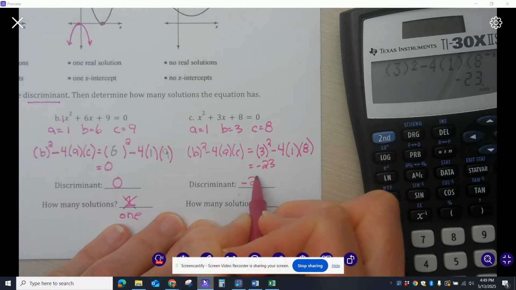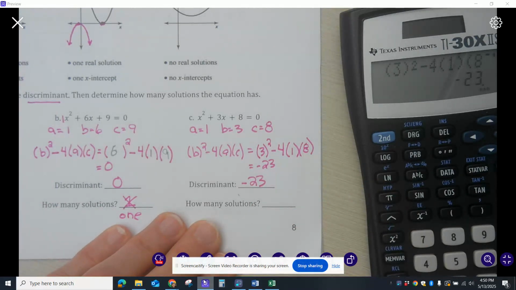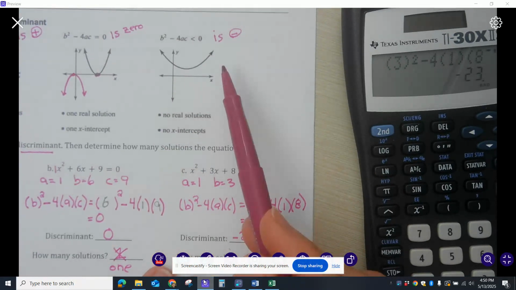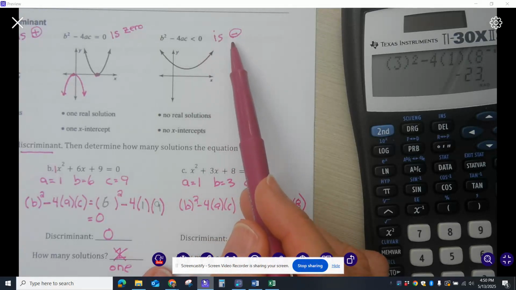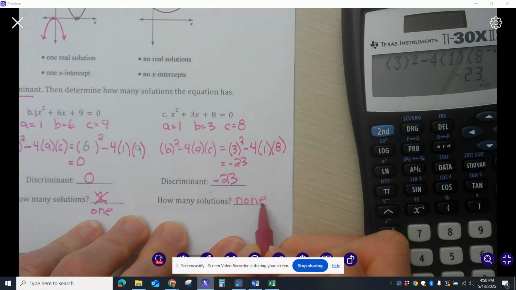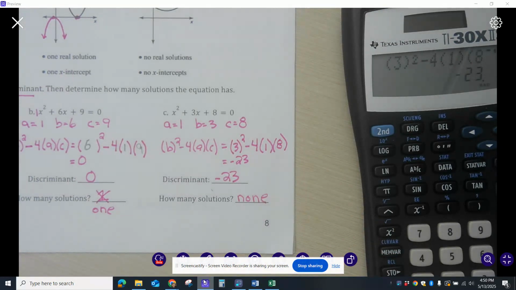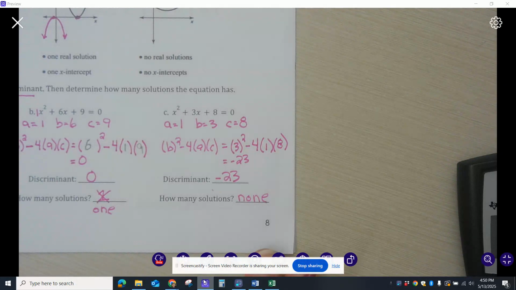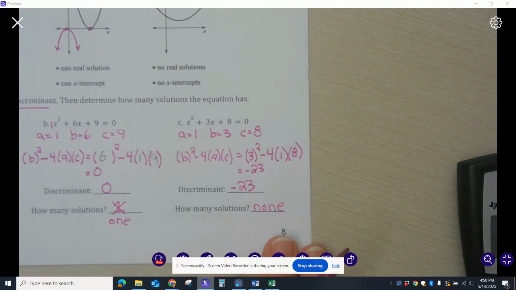So negative 23. All right, I'm in this situation right here. My discriminant is negative, so I have how many solutions? None. No solutions. Okay, that is kind of the first part of lesson 9.5, day 1.